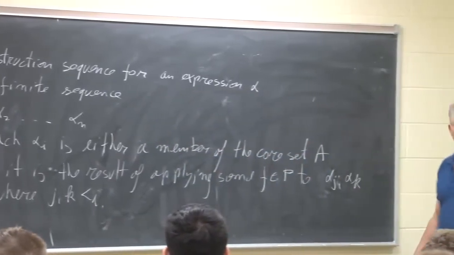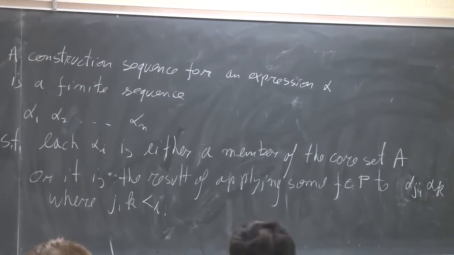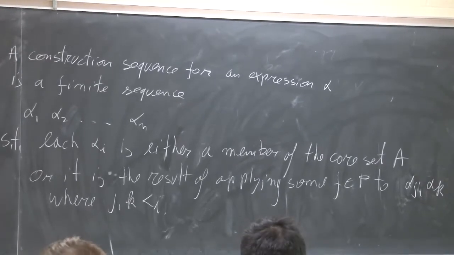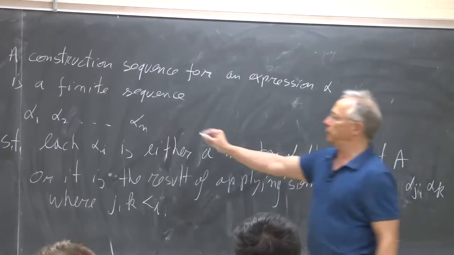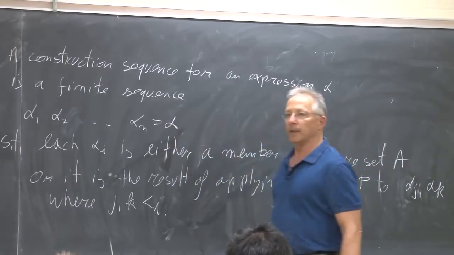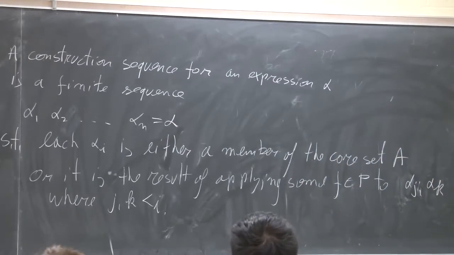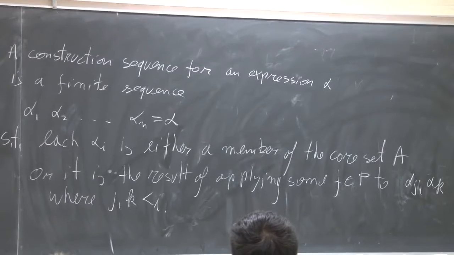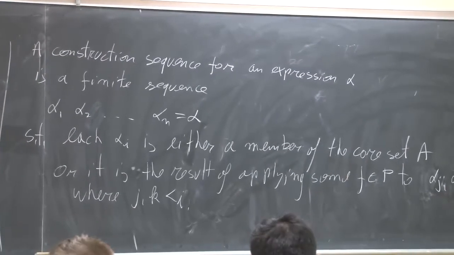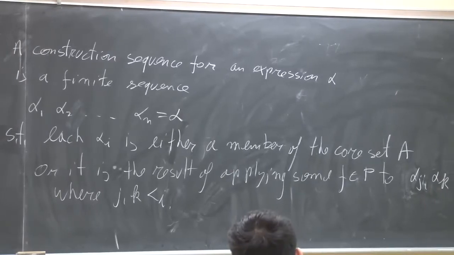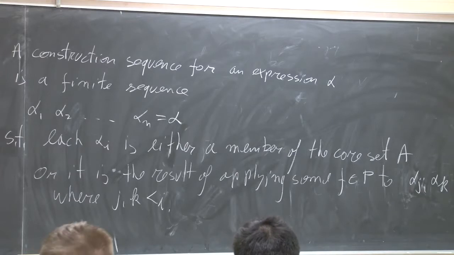So this is a cumbersome formal way of saying what we saw before. What is the construction sequence for alpha? And of course, alpha n should be equal to alpha. So the construction sequence is kind of the certificate that you belong. It's a sequence that starts from elements of the core set. And whenever you take a new step, you have to say, I was generated by elements that you already approved, that belong to your set.